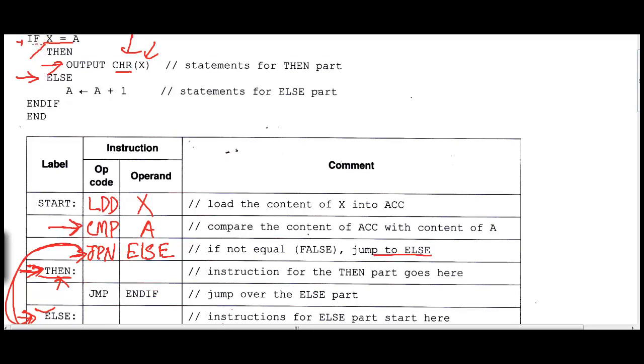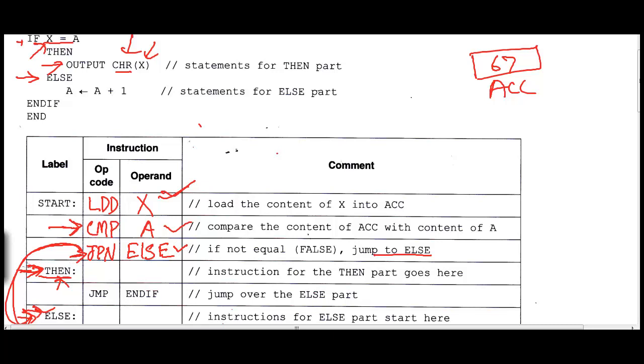Okay, so what we want to do is output the character corresponding to x. And x in this case was loaded into the accumulator. That was the first thing we did. Remember, when LDD x was executed, the value of x was loaded into the accumulator, which was 67. So then we compared 67 with a. That was the next step. And then if the result was not equal, we were going to jump to else.